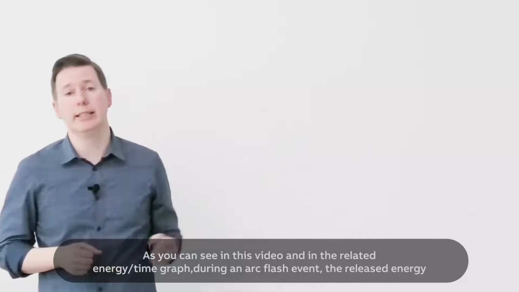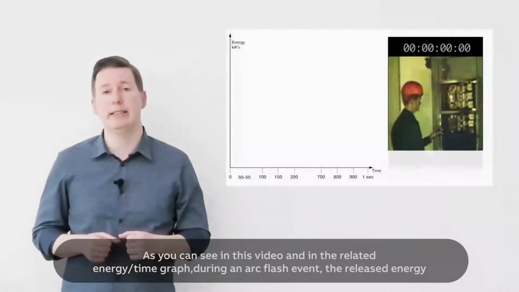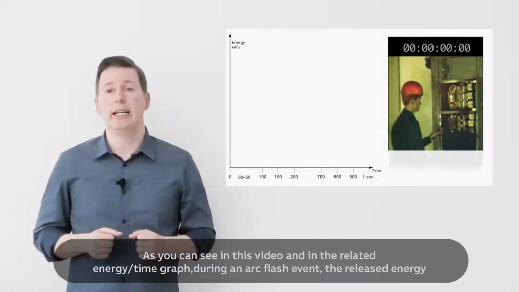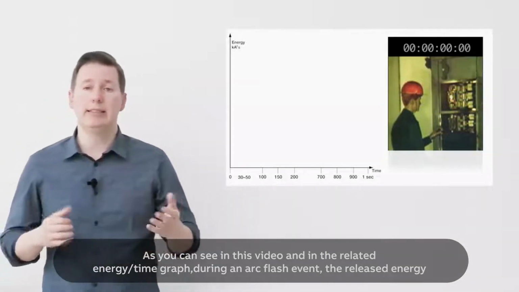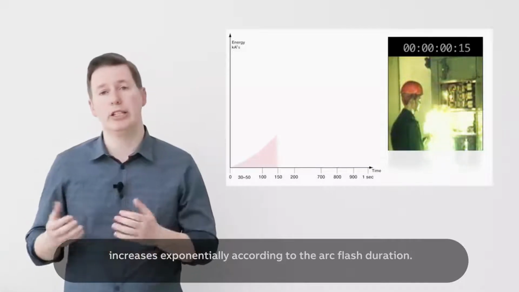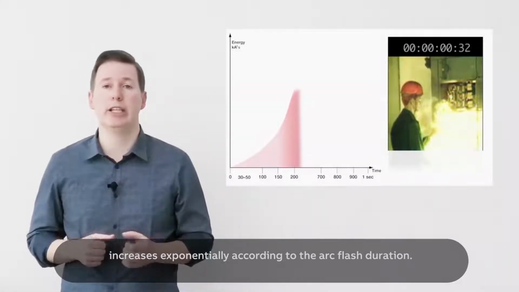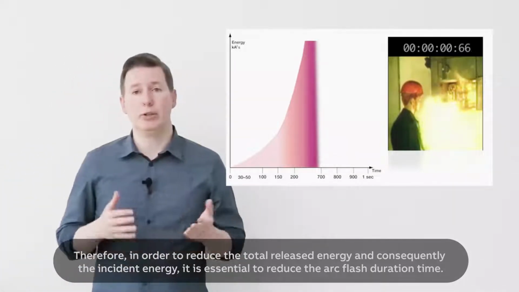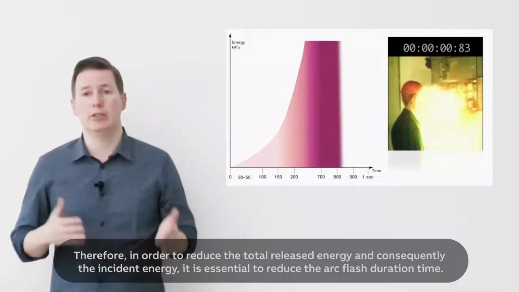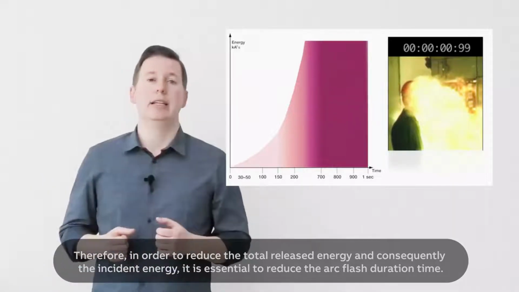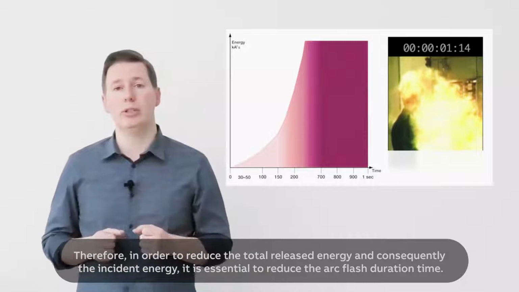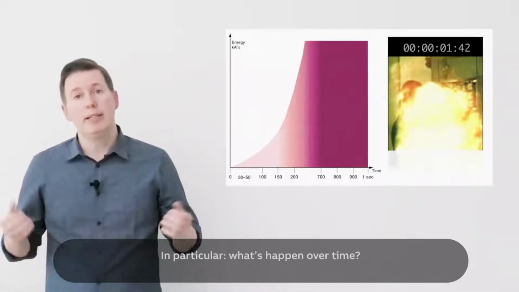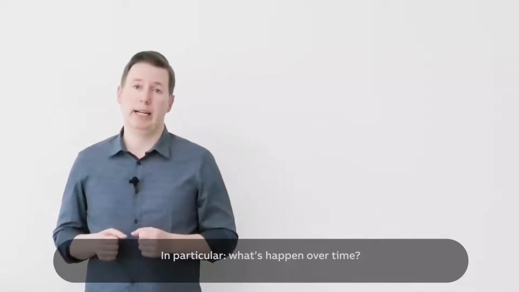As you can see in this video and in the related energy time graph, during an arc flash event, the released energy increases exponentially according to the arc flash duration. Therefore, in order to reduce the total released energy and consequently the incident energy, it is essential to reduce the arc flash duration time.